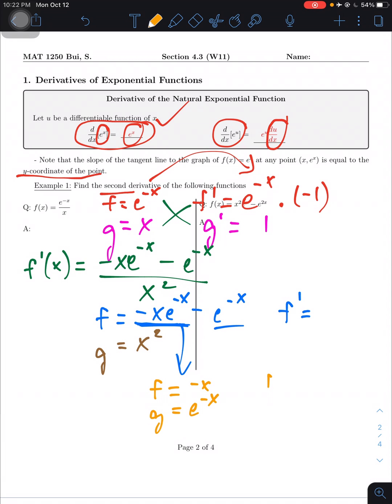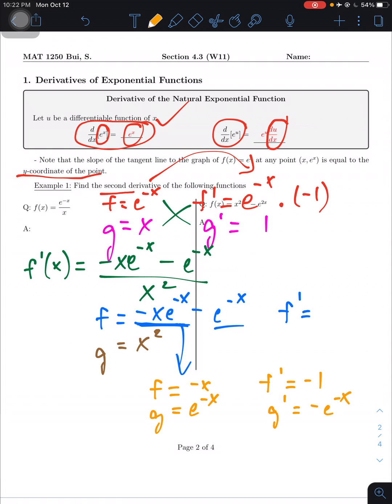Okay, and in here I have f prime equals negative 1, and then g prime equals negative e to the negative x. The negative is coming from the chain rule, like the derivative of the inside, and then the e to the negative x coming from the outside. Okay, if you want to produce the same table as I just drew from before.